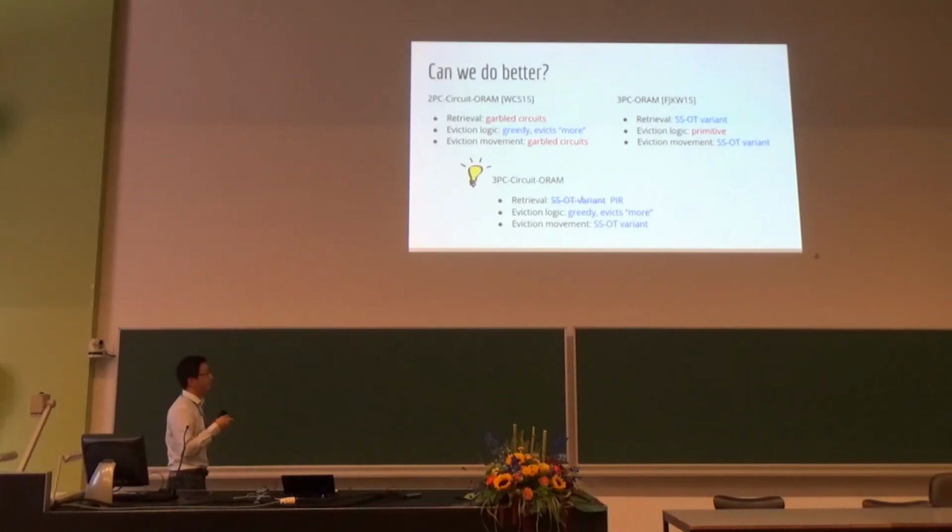continuing to improve the complexity of the retrieval stage by replacing the secret shared OT protocol with the private information retrieval protocol. We have talked about how, in order to do eviction movement with secret shared OT protocols, we need to have a regular masked eviction mapping. However, we want to use this irregular mapping from the 2PC circular scheme. So the challenge is whether we can find some way to turn this irregular mapping, or irregular permutation, into some masked regular one.